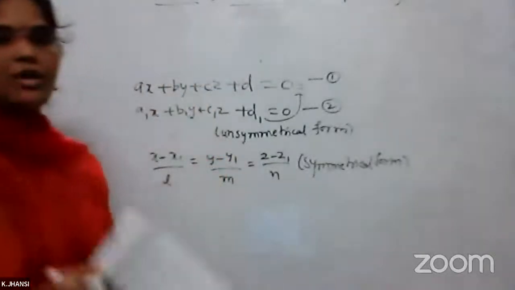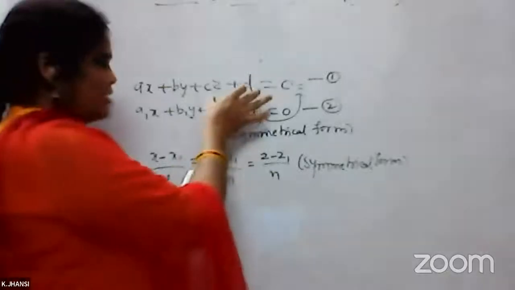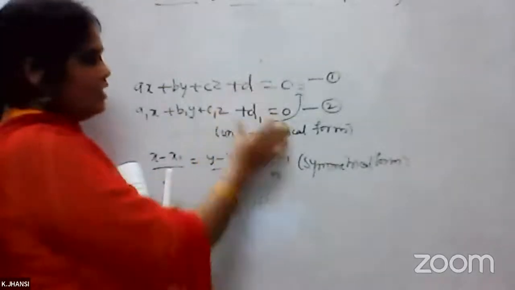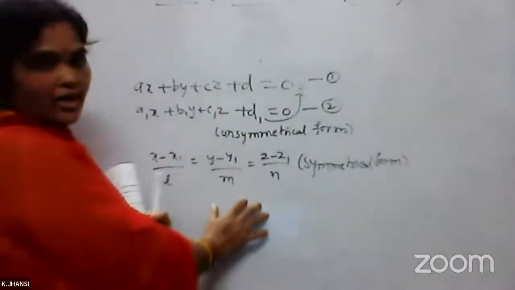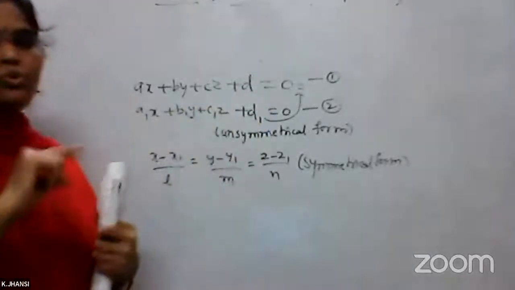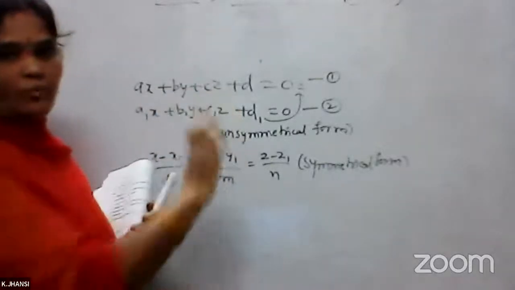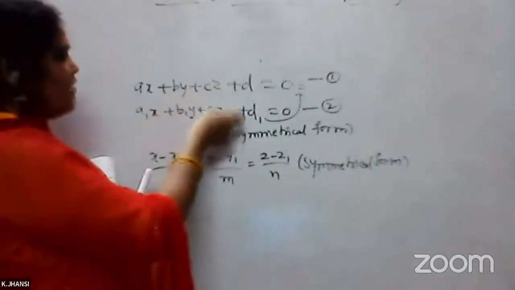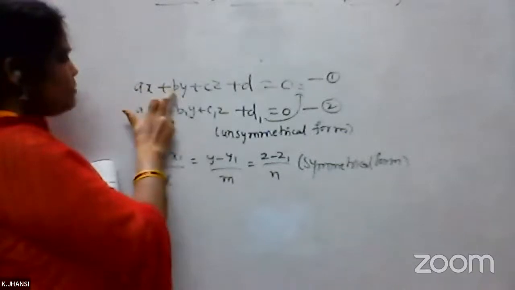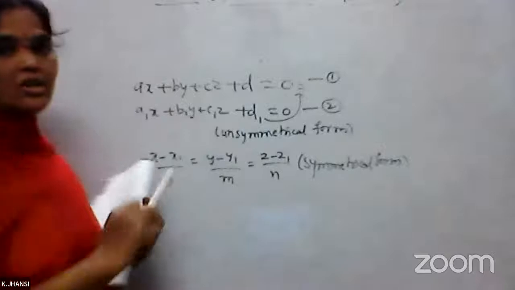Okay. The problem you will get for a 5 marks question in this unit. So the unsymmetrical form will be given, and from that you have to convert it into symmetrical form. Two plane equations they will give. In the two plane equations, you have to put the z value as 0. When you put the z value as 0, you will have only a1x plus b1y plus d1 equals 0.